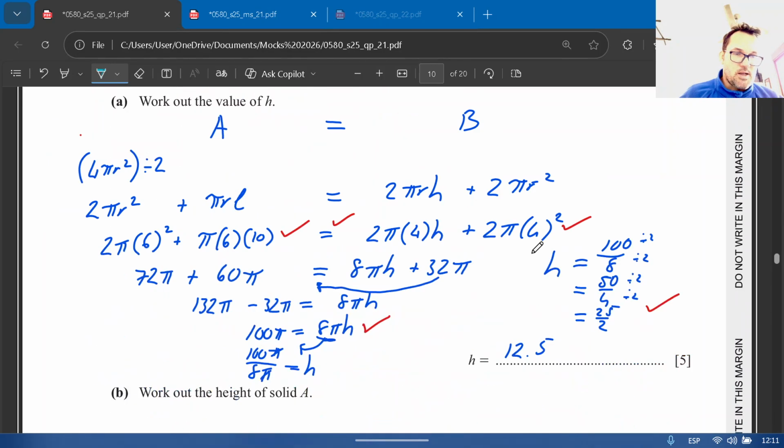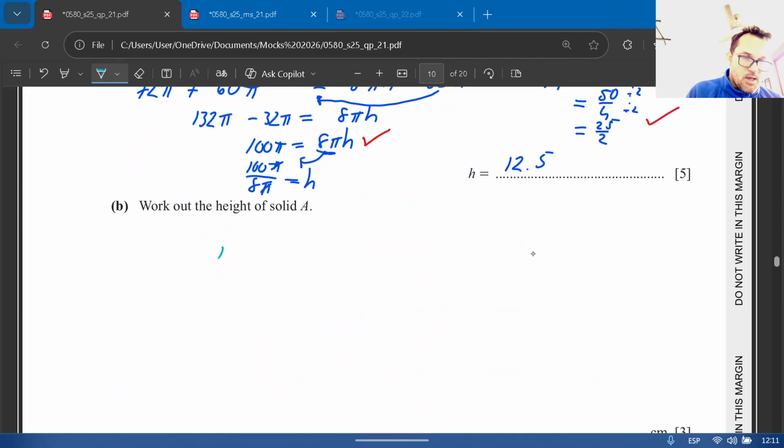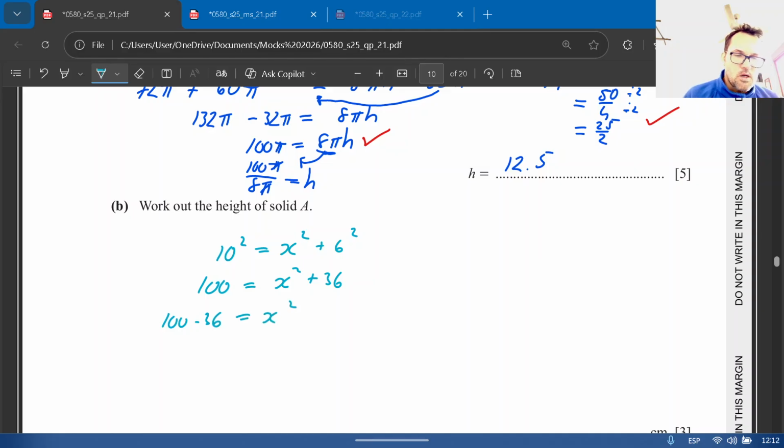Okay, so let's do that first. I'm going to say 10 squared equals x squared plus 6 squared. That means 100 equals x squared plus 36. So 100 minus 36 is 64. Then we just need to square root it, and we got x is 8. Well, plus minus 8, but we can't have a negative length, so this 8 is good enough this time.